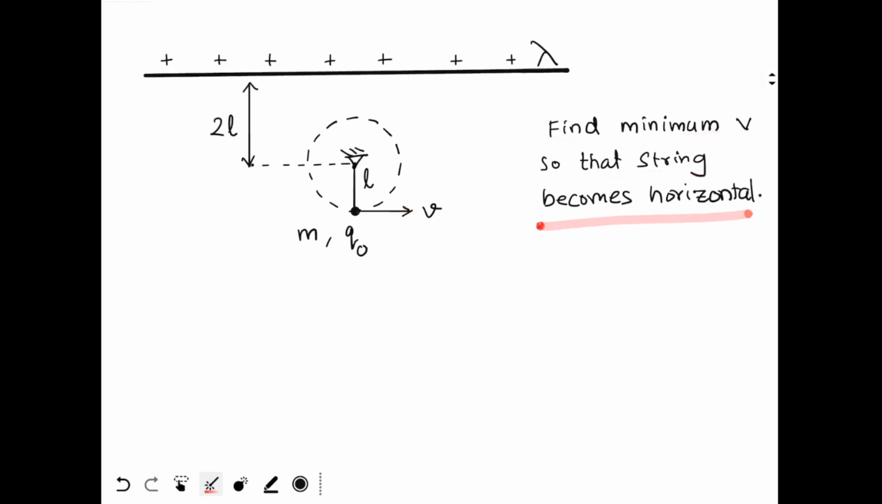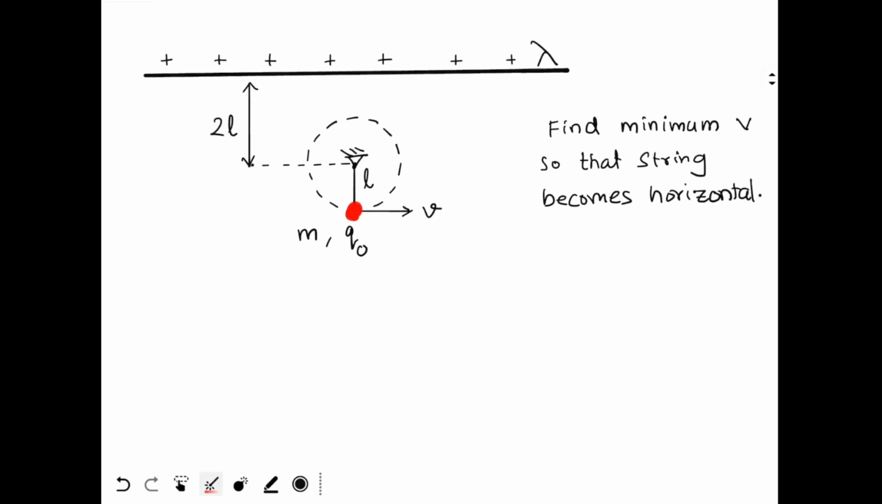So the string should become horizontal, right? Now one thing we can understand is that gravity will be acting downwards, and this wire is repelling this charge over here. The wire is repelling the charge, so the charge q has to rise against the gravitational force as well as against the repulsion from this infinite wire. So we can solve using work done by the electric field and gravitational force.